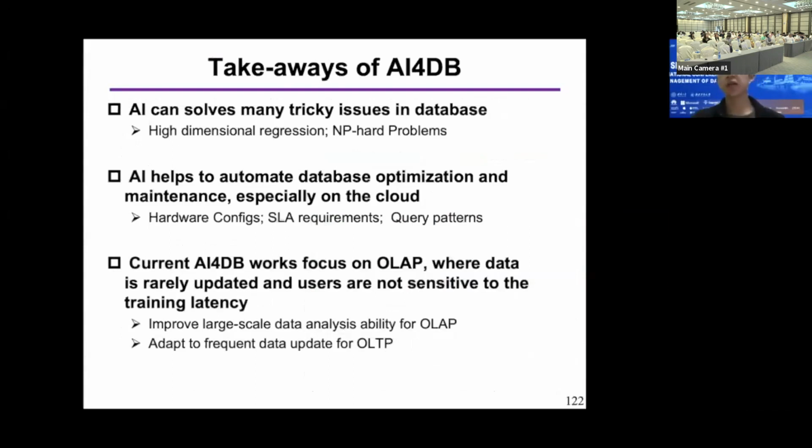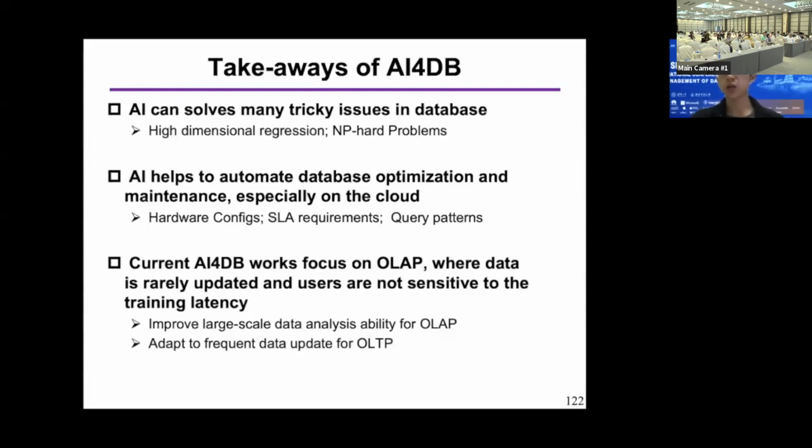So in conclusion, AI can solve many tricky issues in databases, like high-dimensional regression and NP-hard problems. And AI can help to automate database optimization and maintenance, especially on the cloud.